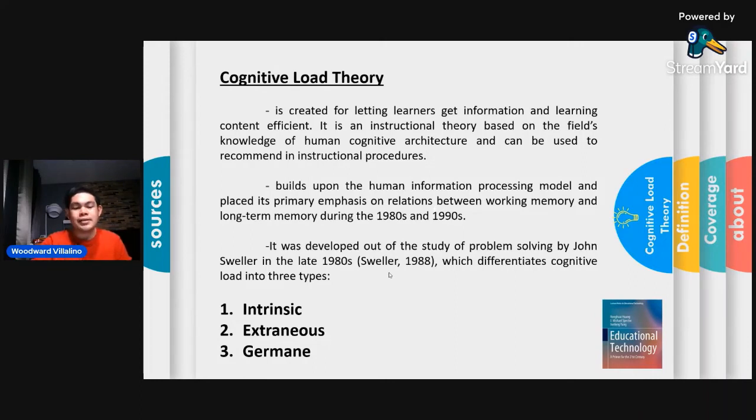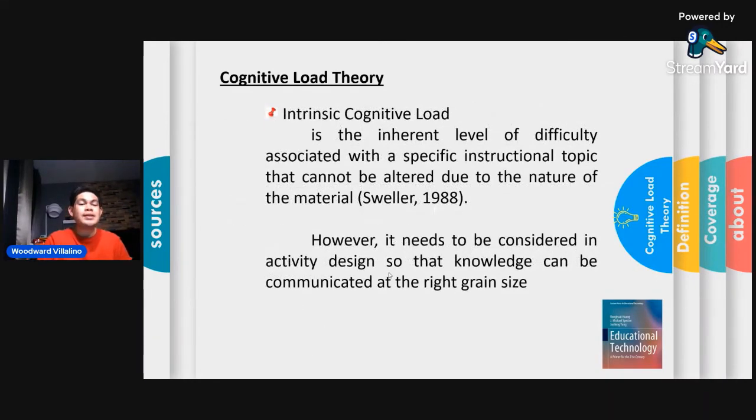Okay, so now let's start with the first one, which is intrinsic. Intrinsic cognitive load is the inherent level of difficulty associated with a specific instructional topic that cannot be altered due to the nature of the material. So again, it cannot be altered due to the nature of the material given. That is according to Sweller in 1988. So intrinsic, it is the inherent level of difficulty associated with a specific instructional topic. So it is in there already, it's given.